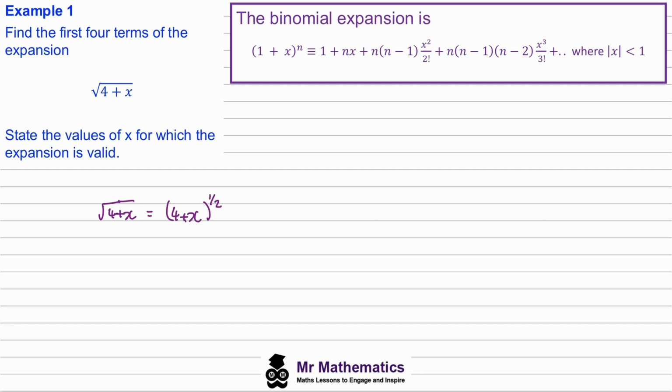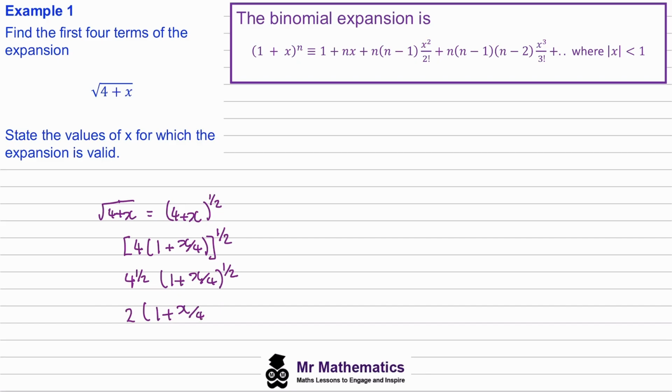So if we factor out this 4 term, we'll have 4 multiplied by 1 plus x divided by 4. Because when you multiply a 4 by the x over 4, the 4's will cancel and we're left with this x. And all of this is raised to a power of 1/2. Now we can expand out this bracket. So we've got 4 to the half multiplied by 1 plus x over 4 to the half. And we know 4 to the half is 2.